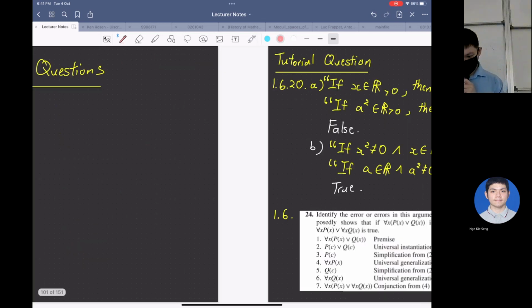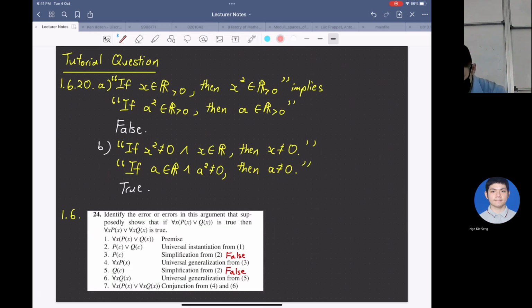Okay. Let's look at this tutorial question. This is a bit like this question. If S is positive real, then S squared is positive real, implies if S squared is positive real, then S is real, which is false, right? So P implies Q has nothing to do with Q implies P.